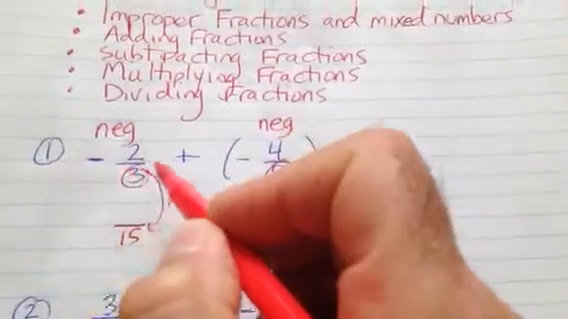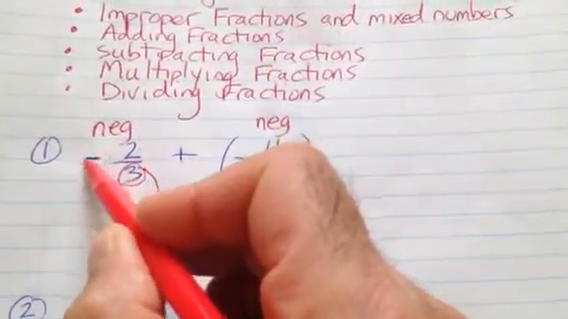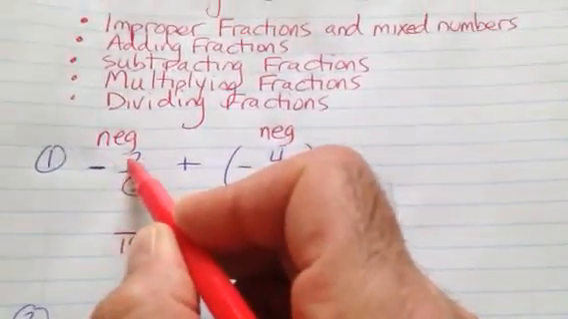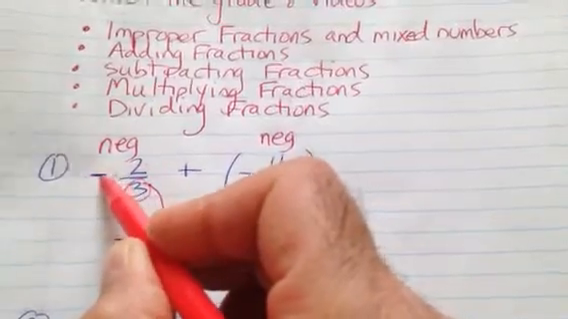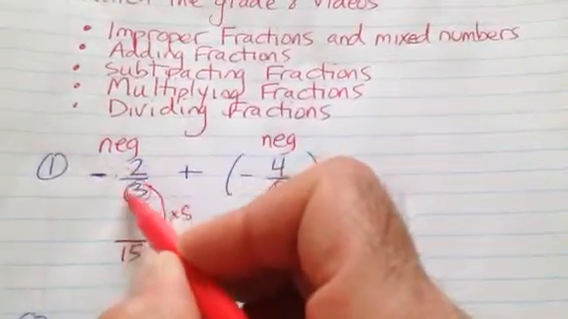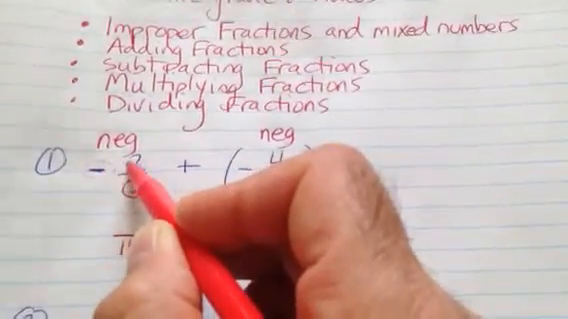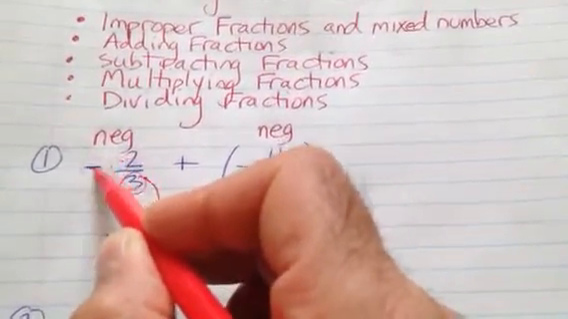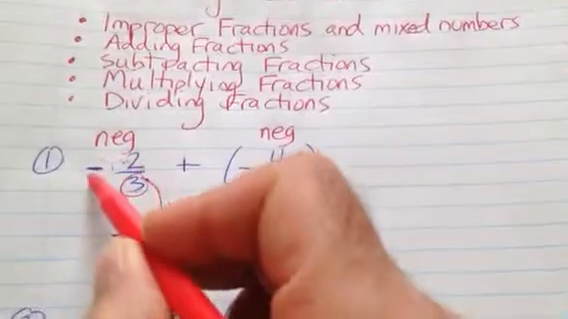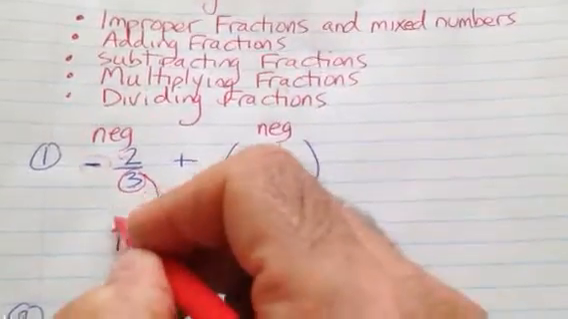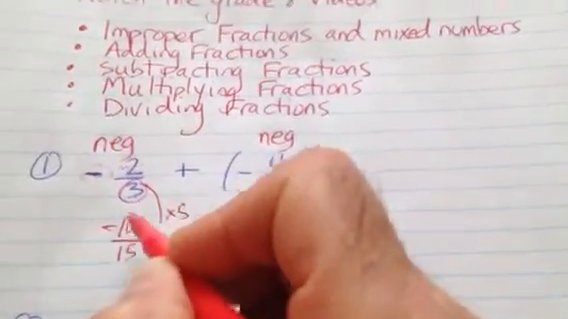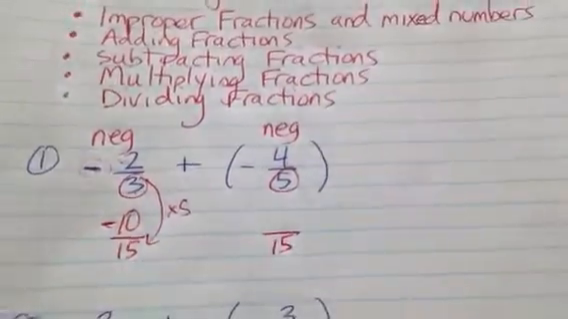But before we do that, I like to tell students this negative that's here can actually attach to the 2. So it's actually negative 2. We can move that negative to this number or leave it outside. So I always try to attach the negative to the top number. So think of it as negative 2. So it's negative 2 times 5. So that's negative 10. And I'm going to write it like that, negative 10.